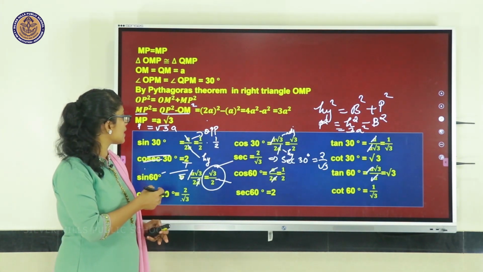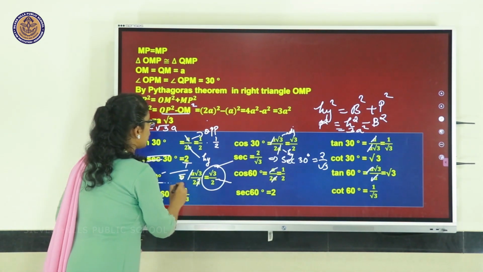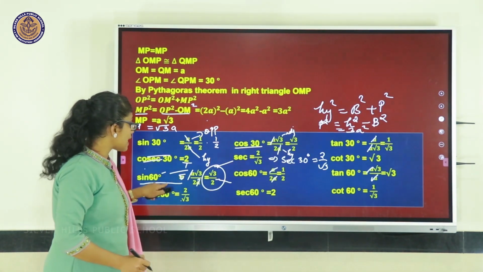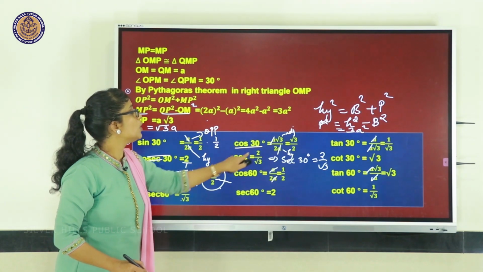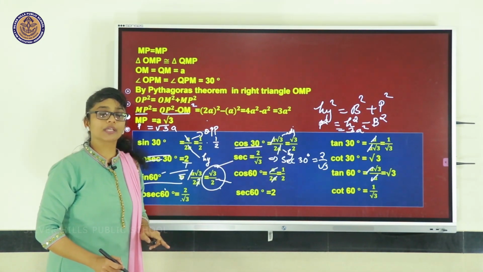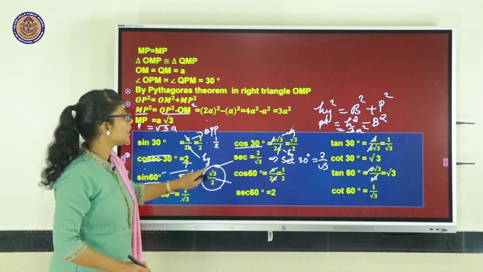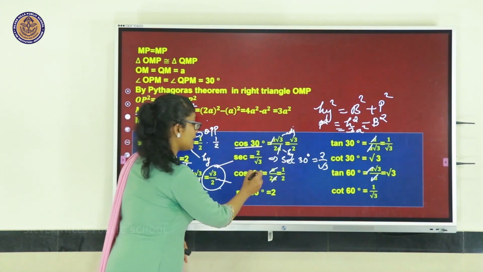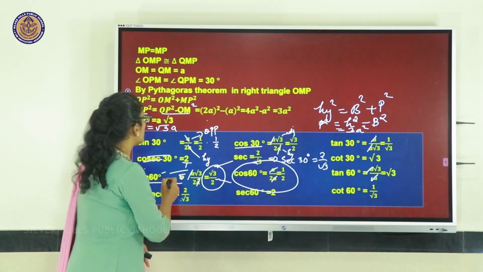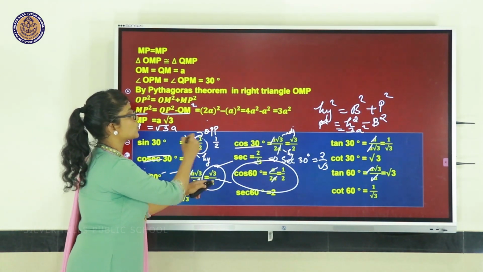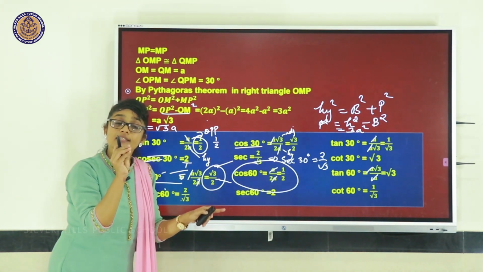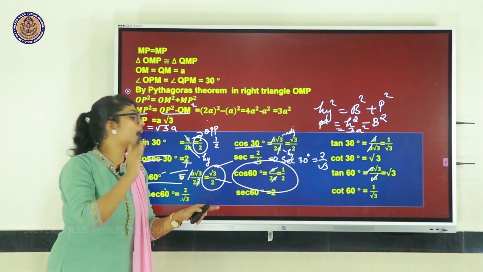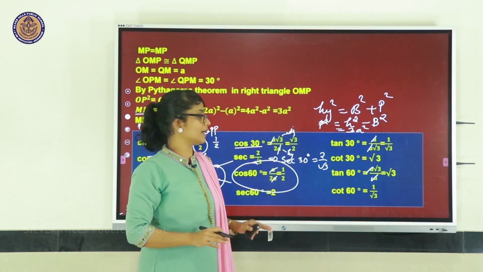And sin 60 and cos 30 are equal. Sin 60 is root 3 by 2, cos 30 is also root 3 by 2. Cos 60 is 1 by 2. Then listen, cos 60 is 1 by 2 and sin 30 is also 1 by 2. Cos 60 and sin 30 are equal, that is 1 by 2.